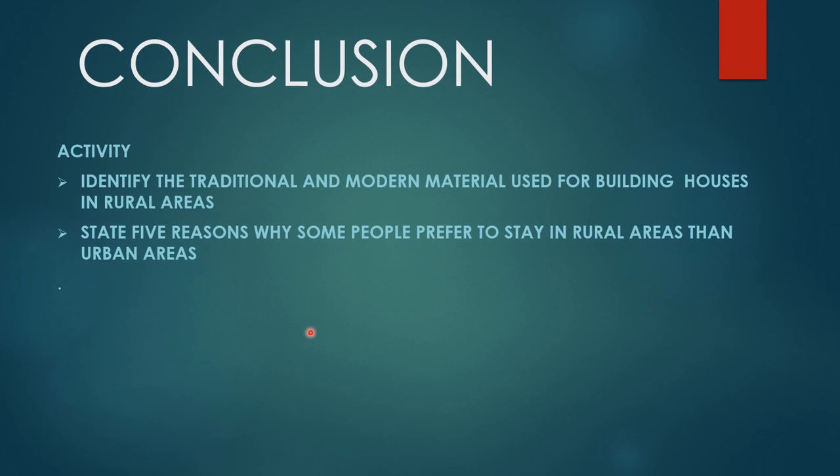Dear students, we have come to the end of our lesson. For me to be able to determine whether you understood the lesson, I want you to answer the following questions. First, identify the modern materials and the traditional materials used for building houses in rural areas. Secondly, state 5 reasons why some people prefer to stay in rural areas than in urban areas. I hope you understood the lesson. Make sure that you answer the questions.